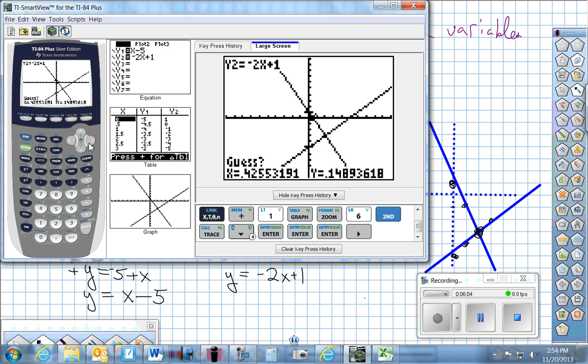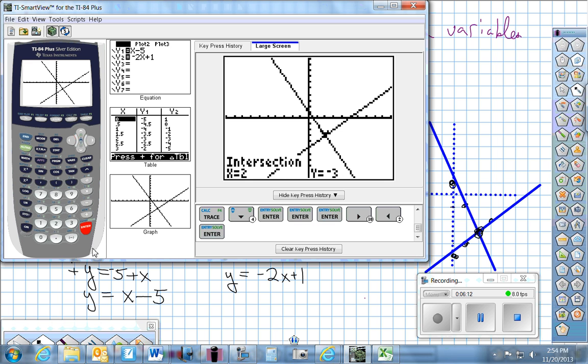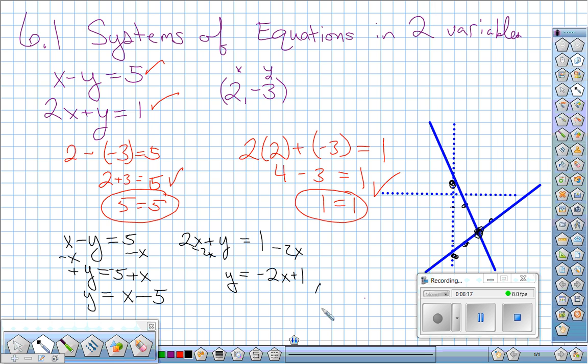Really what it's wanting you to do is just put the cursor close to where the intersection is. On two lines it doesn't matter because they're only going to cross once. I have 2, -3. So that's good. We knew that. I was told that. We just wanted to check that. Okay, so that is one way to solve things.